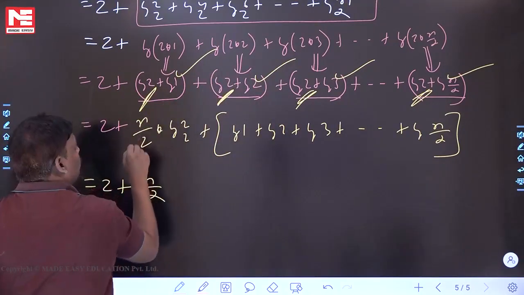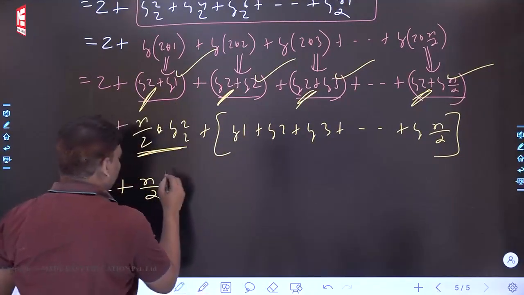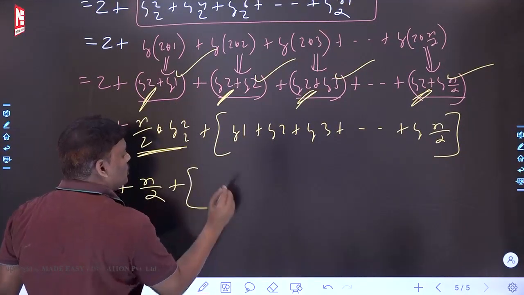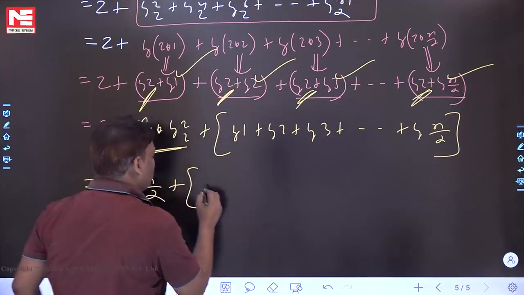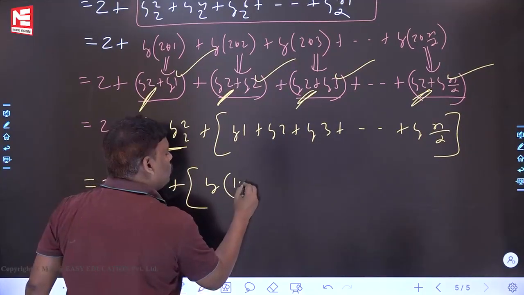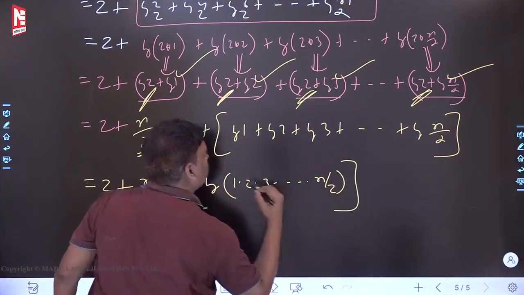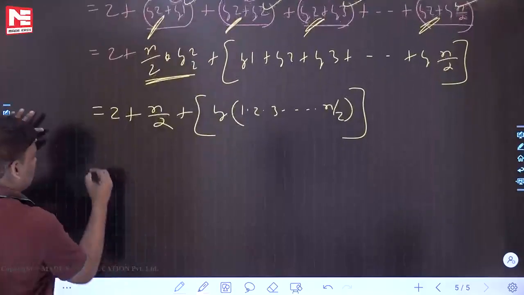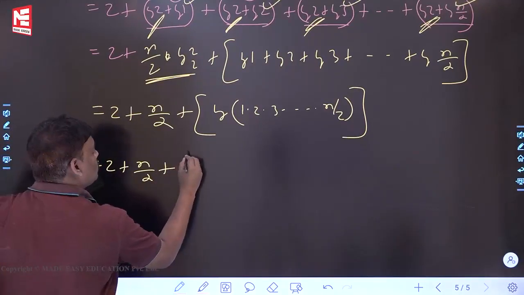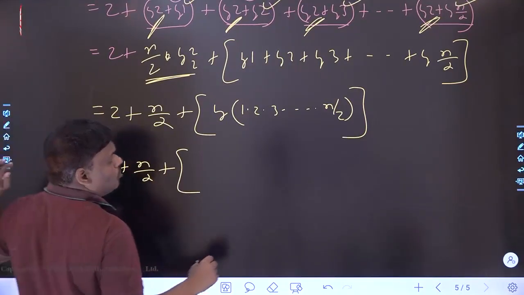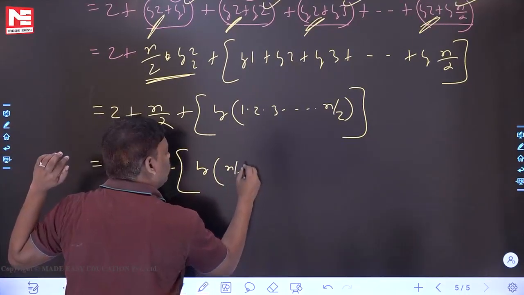So log 2, n by 2 times, we already did. Plus the remaining. So this entire series we have to write: log 1 plus log 2 plus log 3 and so on, log n by 2. This can be written as log of 1 into 2 into 3 into and so on, n by 2. Right? This can be written as 2 plus n by 2 plus. What is the answer? This is nothing but log of n by 2 factorial.